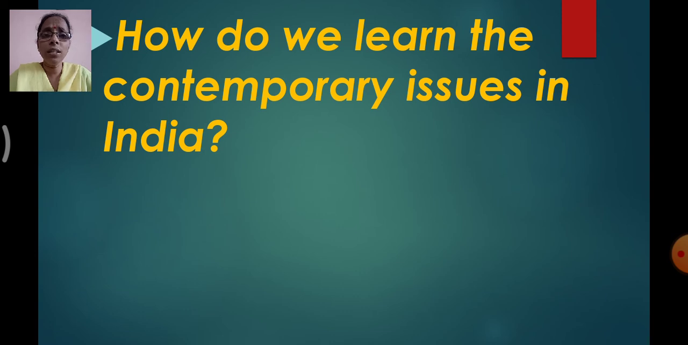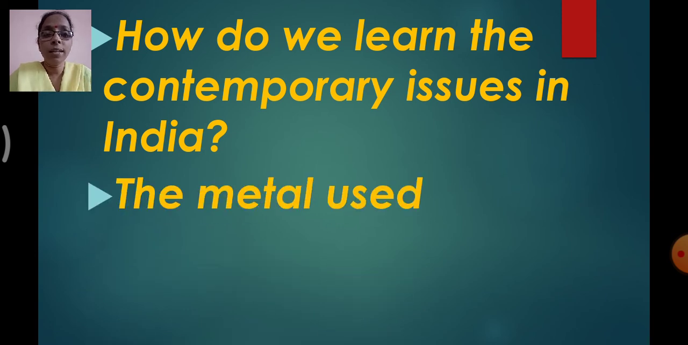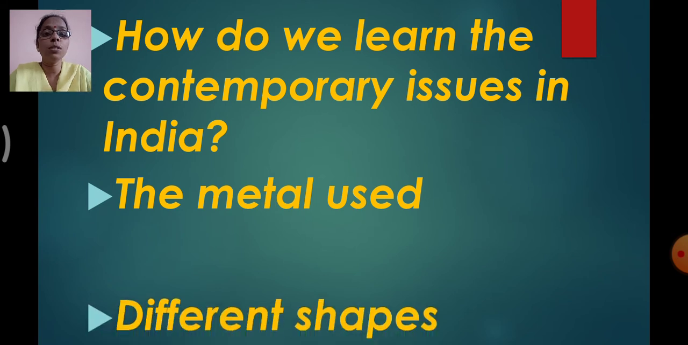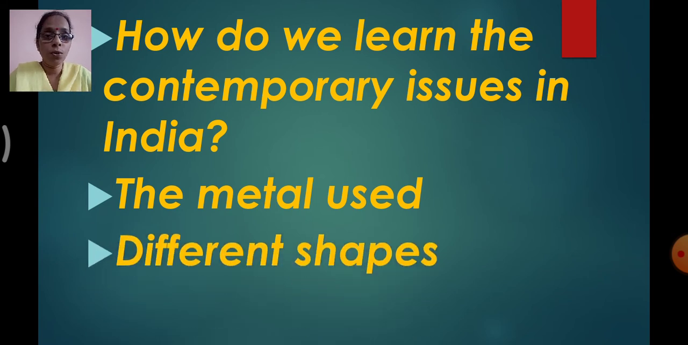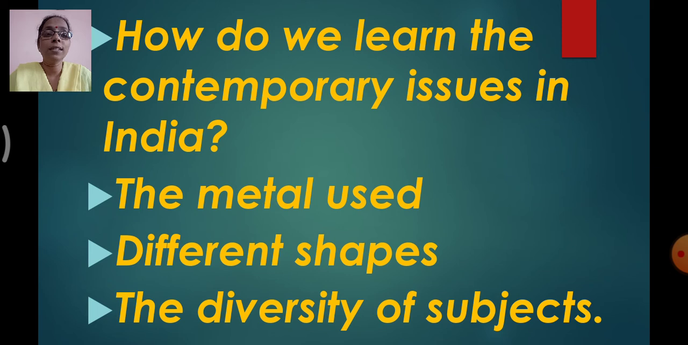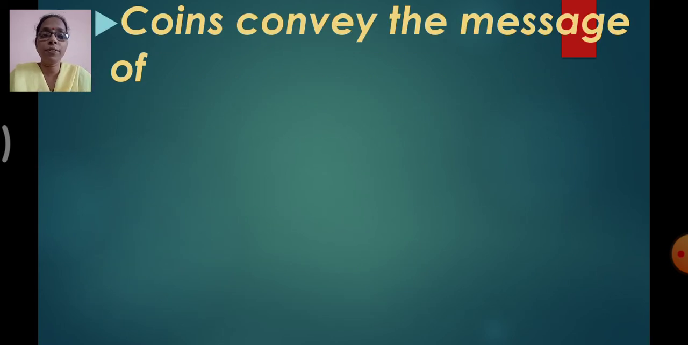Then how do we learn the contemporary issues in India? That is through the metal that is used, and also through different shapes. We can see the coins are available from the ancient periods till now. We could see that there are various sizes and shapes of the coins, and also a diversity of subjects. On both the sides of the coin, there is something inscribed or printed. So that tells you about that particular event of the nation, and it keeps on changing according to the themes. So it tells you about different topics on different subjects.